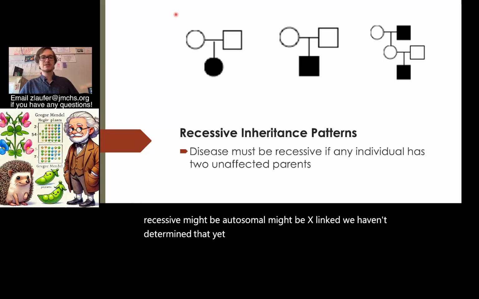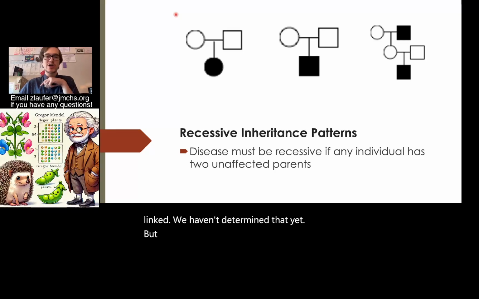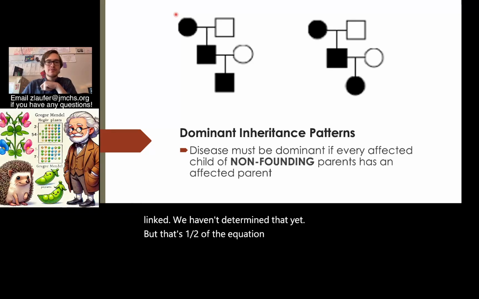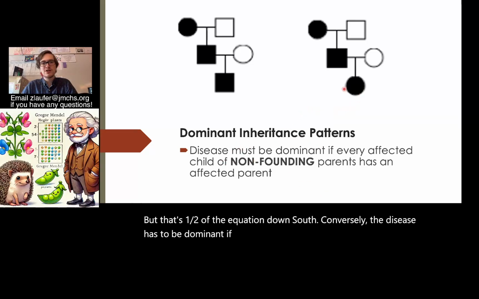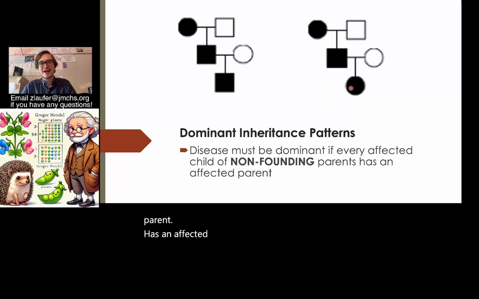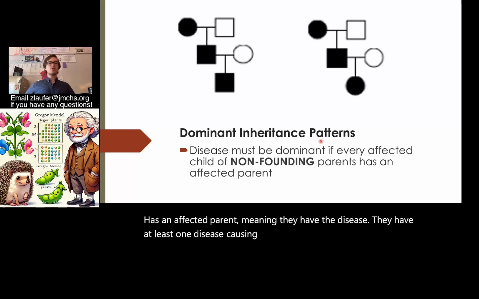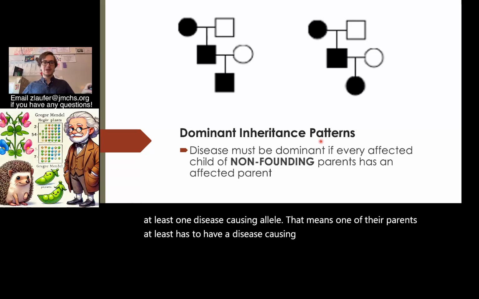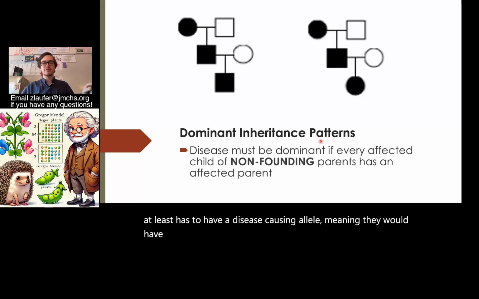But that's 1/2 of the equation down. So conversely, the disease has to be dominant if every affected child of a non-founding parent has an affected parent. Meaning they have the disease, they have at least one disease-causing allele. That means one of their parents at least has to have a disease-causing allele, meaning they would have the disease themselves because it's dominant in this scenario.